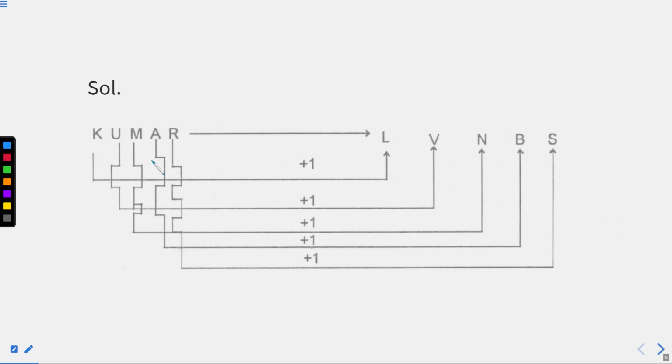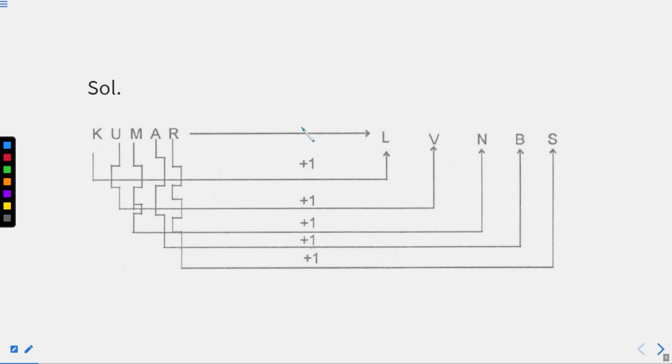Here is the diagram for the same. If I add 1 to K, you get L. U plus 1 comes out to be V. M plus 1 comes out to be N. A plus 1 comes out to be B. R plus 1 comes out to be S. This is how you are going to get the response. For Kumar, we already have the response.